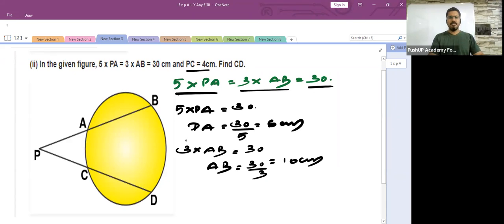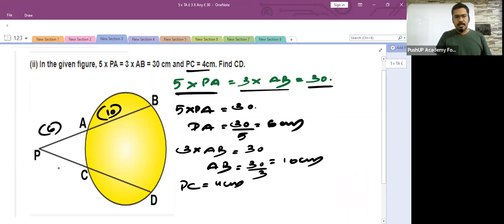Then what they have given, PC is equal to 4. So once I get all these values, I will label it on the figure. How much is PA? 6. Then how much is AB? 10. Then how much is PC? It is 4. They are asking us to get the value of CD, isn't it?